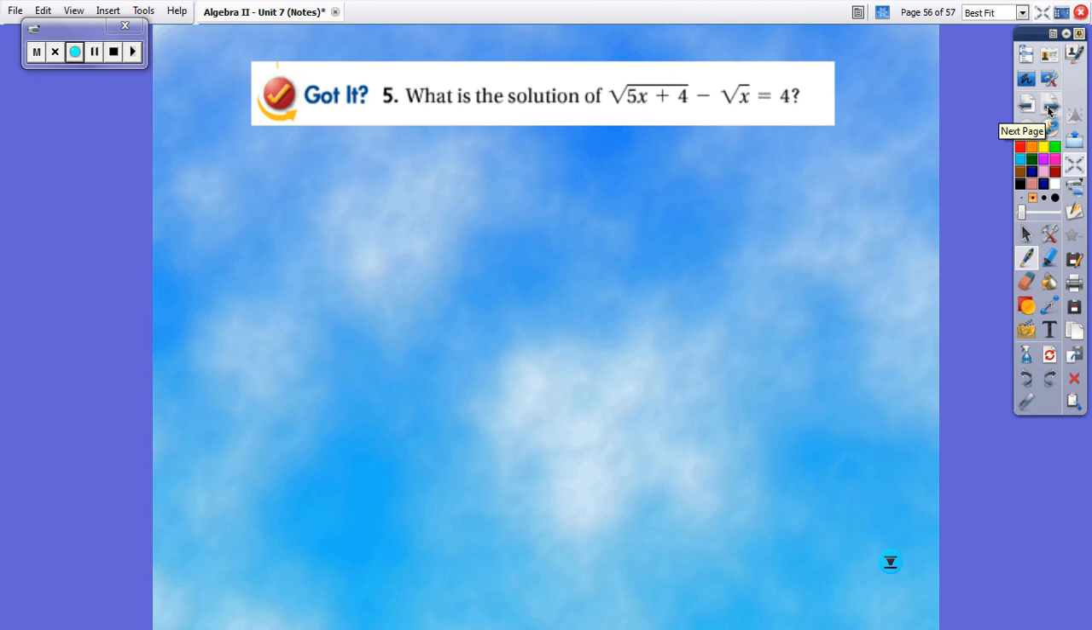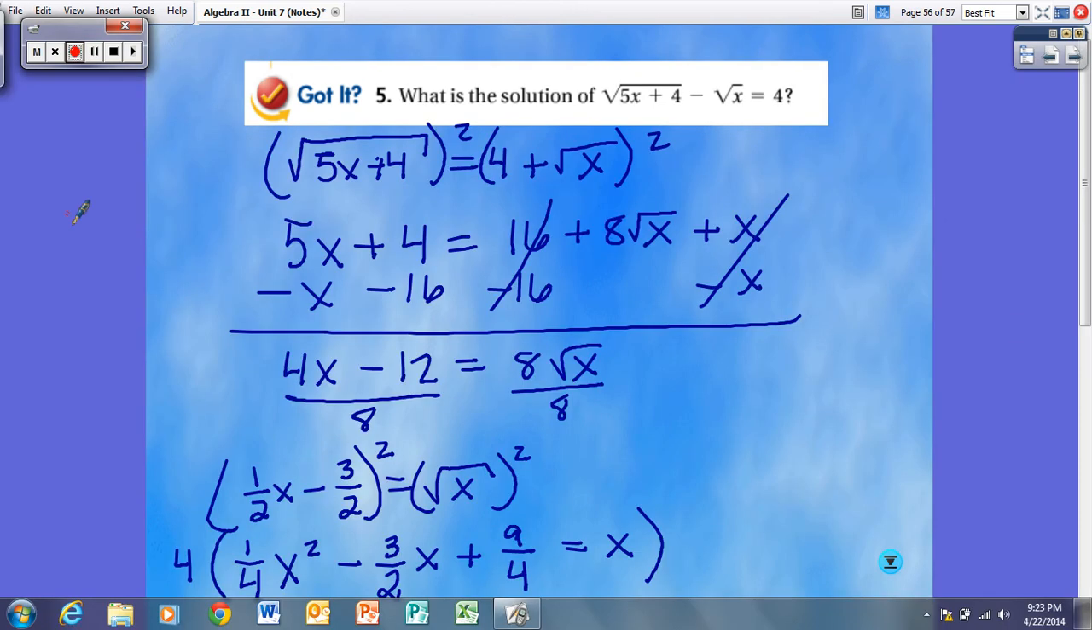And after you finish doing that, you can pause the video here and try this problem. Remember, get one radical by itself first, and then square both sides. Then get the other radical by itself, square both sides again, solve for x.